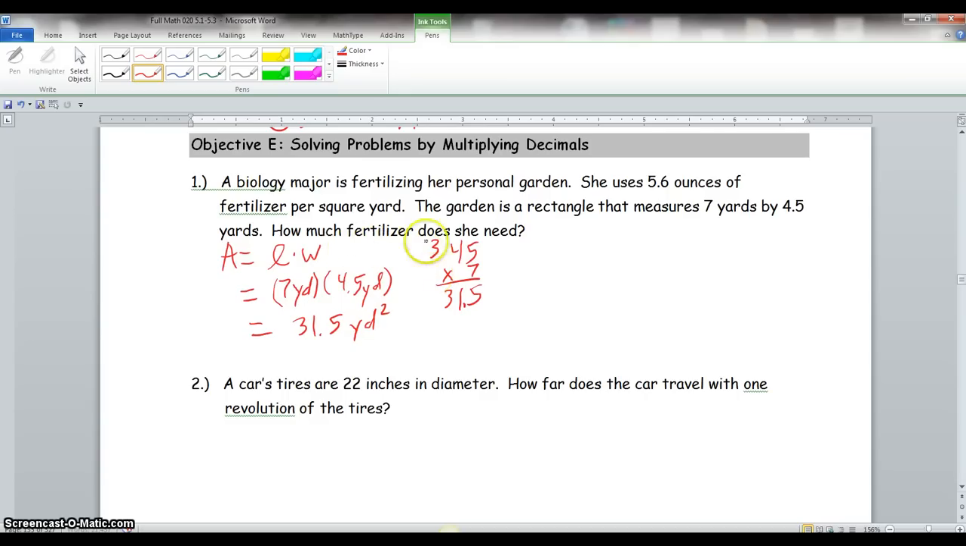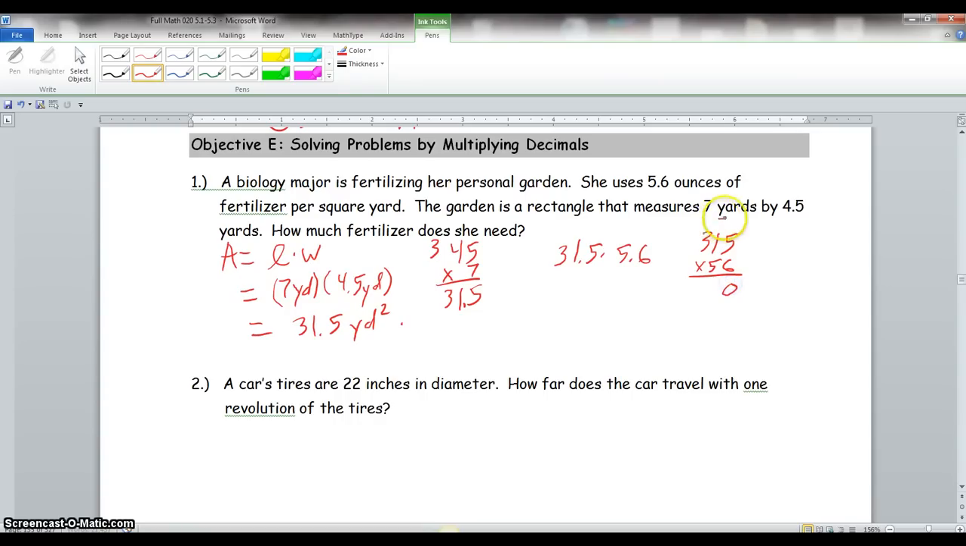Now, we wanted to know how much fertilizer does she need. She uses 5.6 ounces of fertilizer per square yard. So we will have to drop the decimal because we need to multiply this. We need to take this answer, 31.5, and multiply it by 5.6. Now we're going to drop the decimals. So we have 315 times 56.